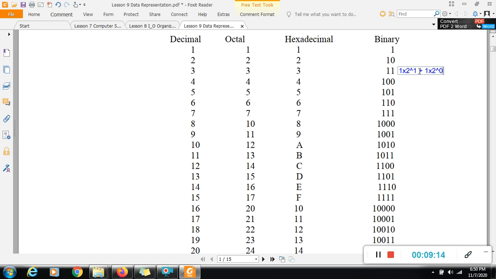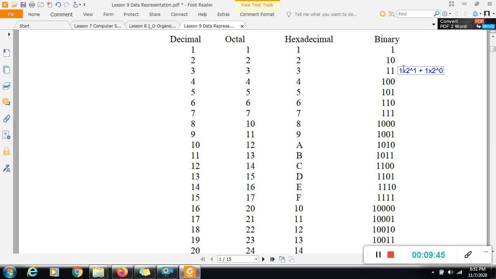Plus the second 1 here, whose place is that of 1, the power of 0. You come from 1s to 10s and so on. So 1 times 2 to the power of 1, any number raised to the power of 1 is itself. So that becomes 2. 1 times 2 is basically 2. So 2 plus 1 gives us 3.